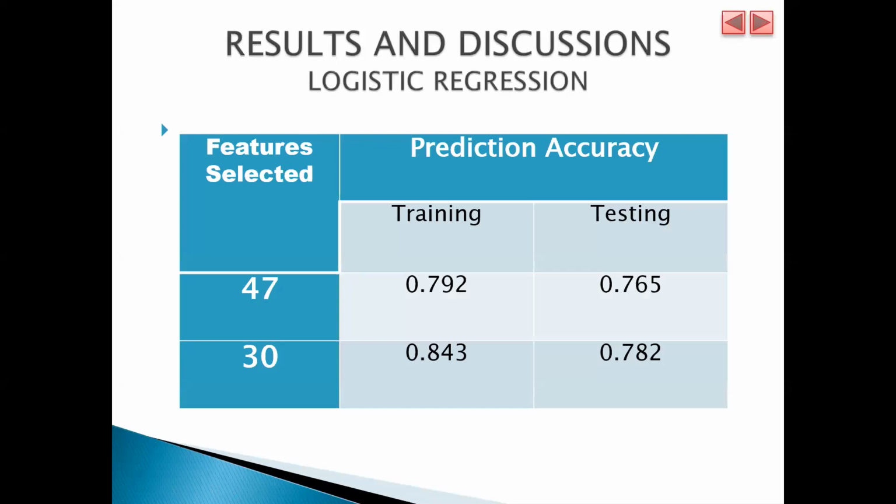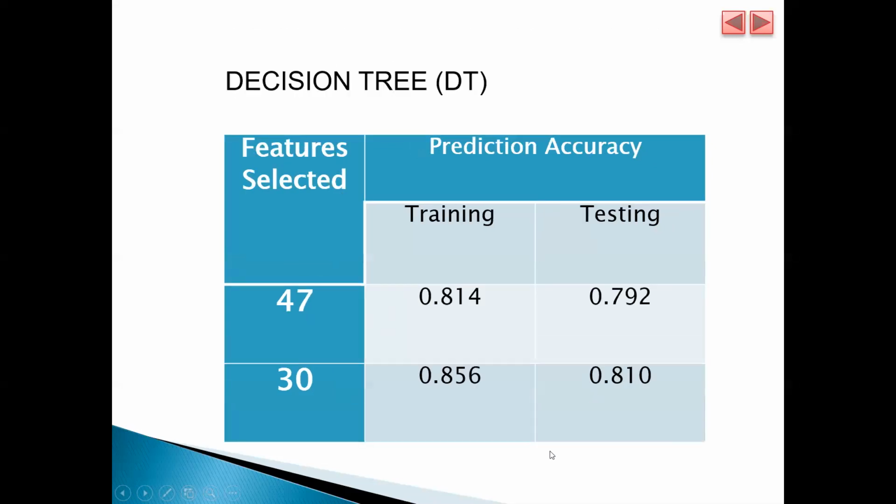So this is the result. Initially with 47 features, the training accuracy was 0.79 and the testing result was 0.76. And with 30 features, we got 0.843 for training, and testing was 0.78. The logistic regression was the least performing model.